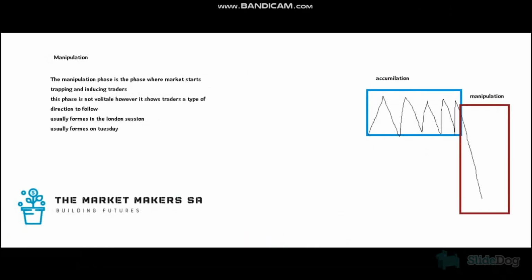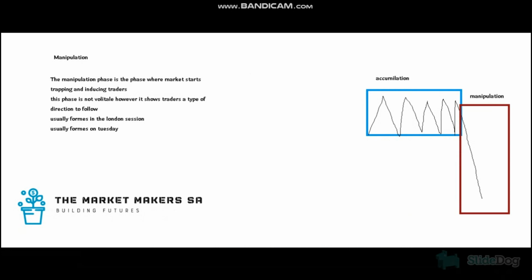The next one we have is manipulation. This is the destructive phase of this whole concept. The manipulation phase is where the market starts trapping and inducing traders. This is where the market starts showing direction, breakouts, false breakouts, things like that, for the novice retail traders to trade and get trapped.